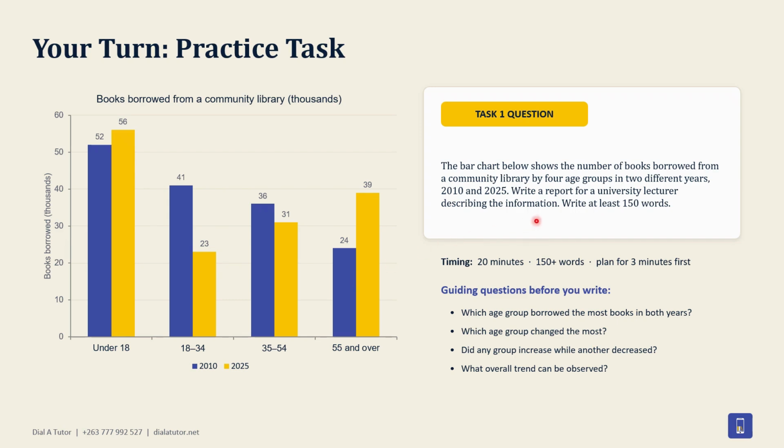And so write a report for a university lecturer describing the information. Write at least 150 words. Make sure you spend about 20 minutes tops, and at least 150 words. Plan, of course, for not more than 3 minutes. So obviously, your guiding questions before you write: which age groups borrowed the most books in both years? Which age groups changed the most? Did any age group increase whilst another decreased? What overall trend can be observed? All right. And you can then pause and try and attempt this question on your own.